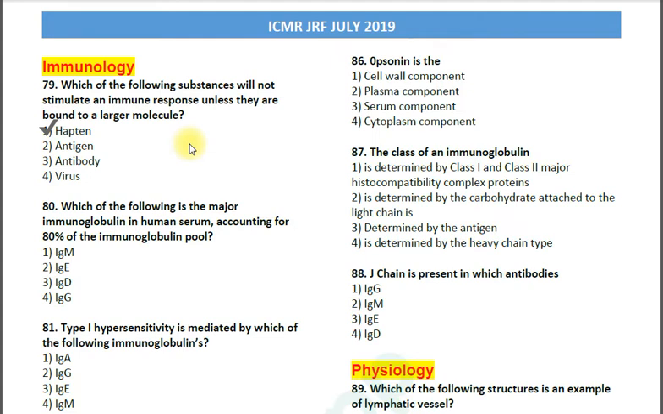Haptens are non-immunogenic molecules. Question number 80 says, which of the following is the major immunoglobulin in human serum, accounting for 80% of the immunoglobulin pool? The options are IgM, IgE, IgD, and the fourth option is IgG. The correct one is the fourth option, which is IgG.